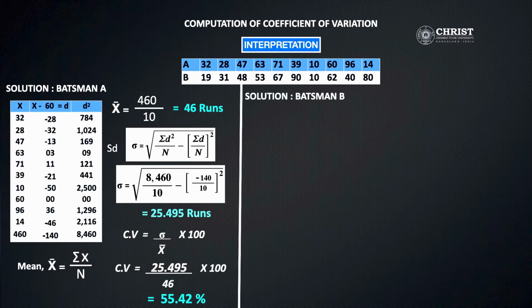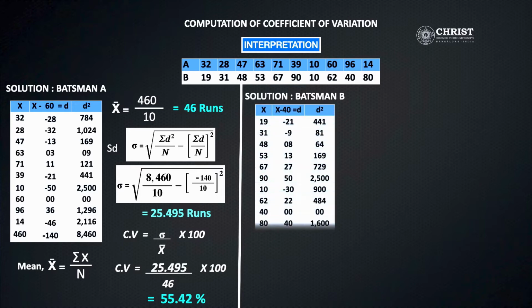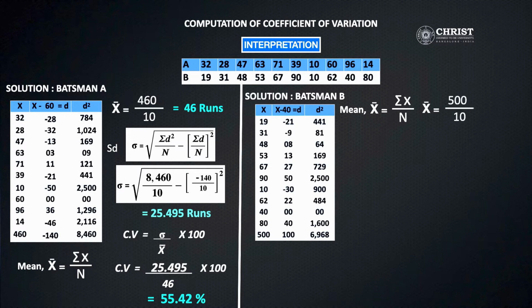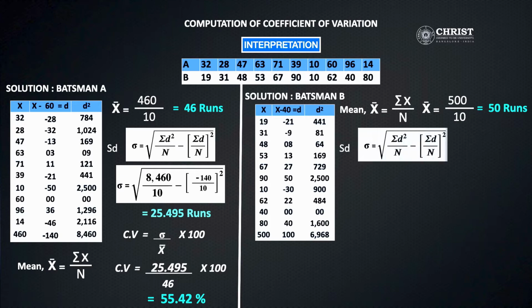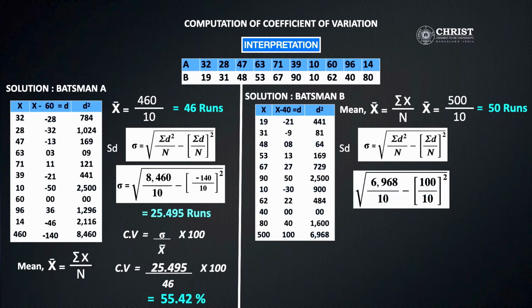So the same computation: we have to calculate the mean and the standard deviation. The x total is 500, so 500 divided by 10 is 50 runs. Now for standard deviation, we take the deviations and the d square values. The d square total is 6968 divided by 10, minus the total of d values, 100 divided by 10, squared. So we get 24.43 runs.